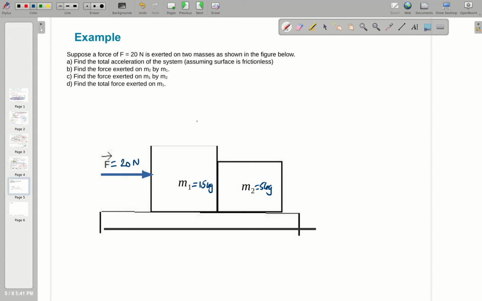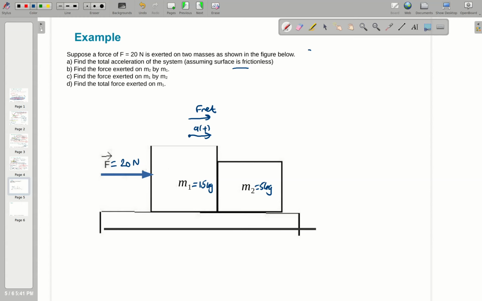All right. We're pushing them to the right. Surface is frictionless. So don't worry about the friction. If we push them to the right, they will go to the right. This is A. This will be my plus direction. Fnet will be in this direction. Fnet is actually only F in this case because there's no friction. If there was friction, I would say it would be against the motion. There's no friction. All right.